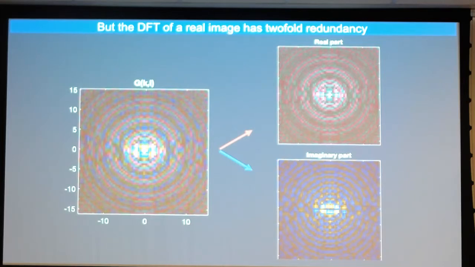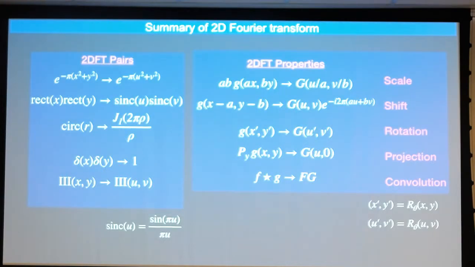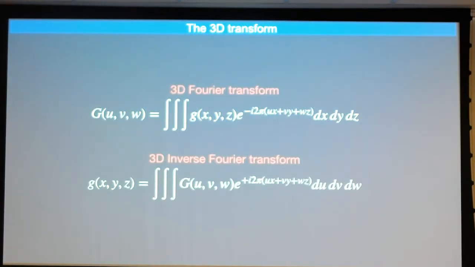It turns out that the information is redundant in the Fourier transform. The real part is symmetric, and the imaginary part is anti-symmetric. So there's actually the same amount of information in one of these colored Fourier transforms as in a black and white image. The 3D Fourier transform is just the same thing, but now we do it in three dimensions.